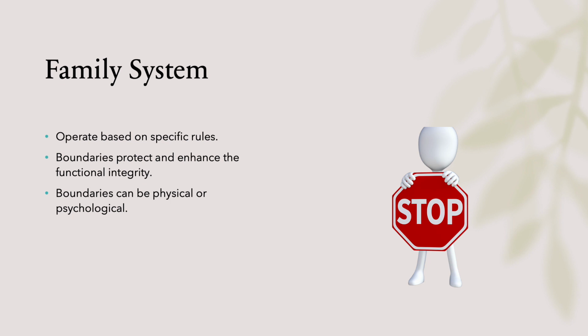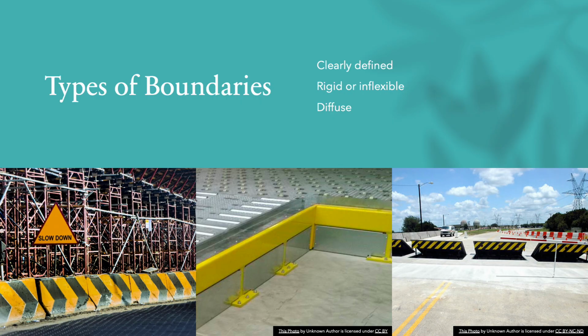Boundaries are barriers that protect and enhance the functional integrity of families, individuals, and subsystems. System boundaries can be physical or psychological. Types of boundaries can be clearly defined boundaries, such as maintaining a person's separateness while emphasizing belongingness, or rigid or inflexible boundaries that may lead to distant relationships and to disengagement. There are also diffuse boundaries, which are blurred and indistinct boundaries that lead to enmeshment.